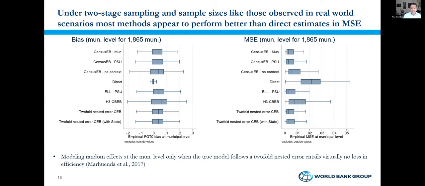In the absence of a twofold nested error model, specifying the random location effect at the reporting level represents virtually no loss of efficiency. And this is what you can see here comparing the twofold nested error model census EB here and the one up top. So they're virtually the same. And so we don't need to fret about the fact that we don't have the twofold nested error models available in software, although now it is available in the Stata SAE package.